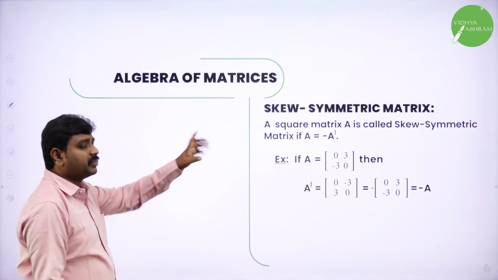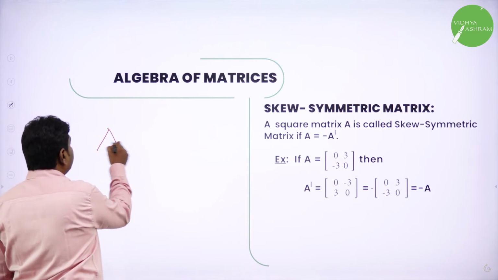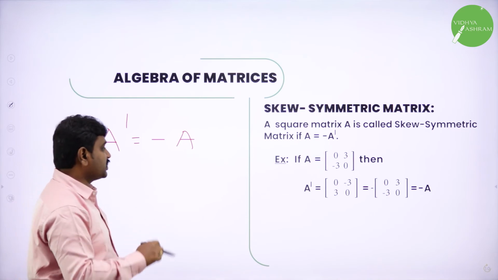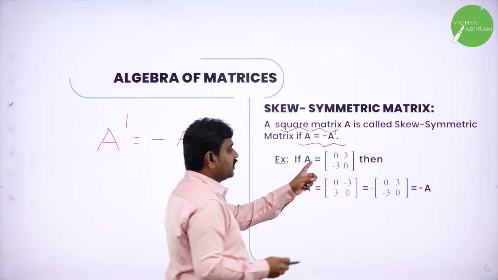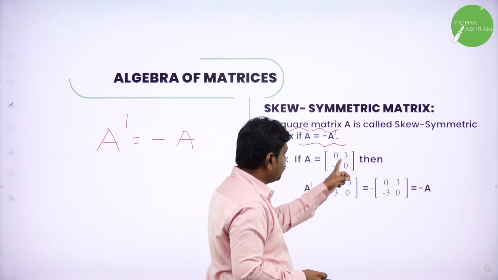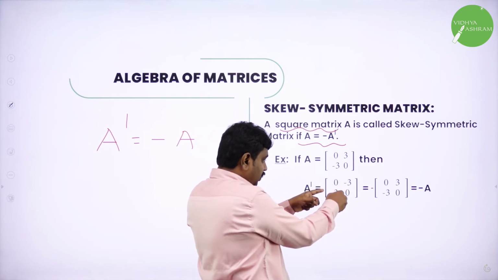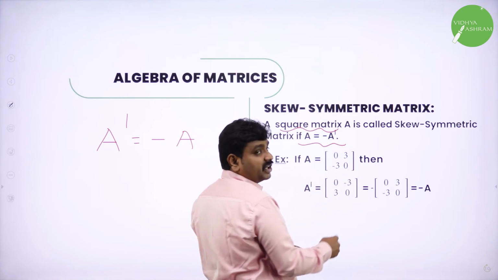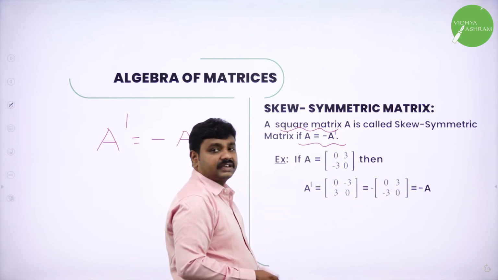Skew symmetric matrix. What is meant by a skew symmetric matrix? For a given square matrix, if A dash is equal to minus A, then it is skew symmetric. First of all, it should be square. See, A they give 0, minus 0, 3, minus 3, 0. When you do A dash, the transpose, first row becomes first column, second row becomes second column, but you can see they differ by minus. If you multiply minus to this, it will become A dash.